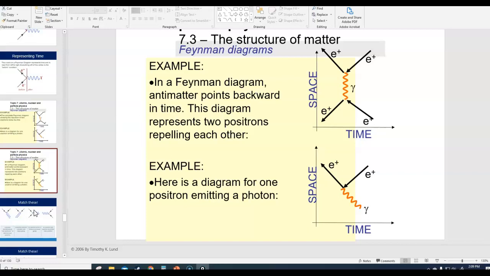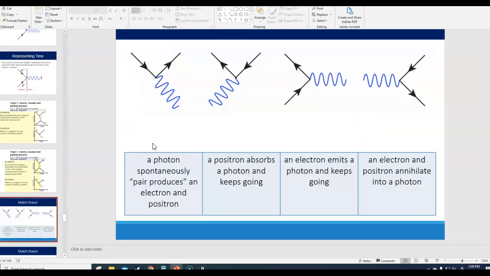Now just to do a quick example to see if you can correctly interpret Feynman diagrams, here are four different Feynman diagrams. Let's see if you can match these up. Let's say this is number 1, this is number 2, this one is number 3, and this one is number 4. And let's say this is A, B, C, and D.